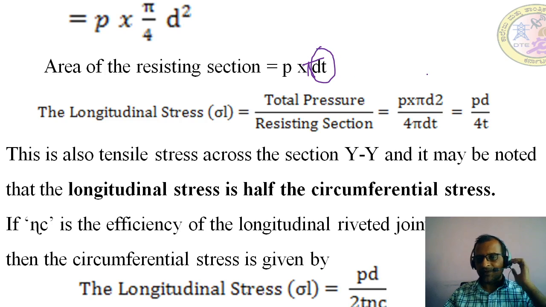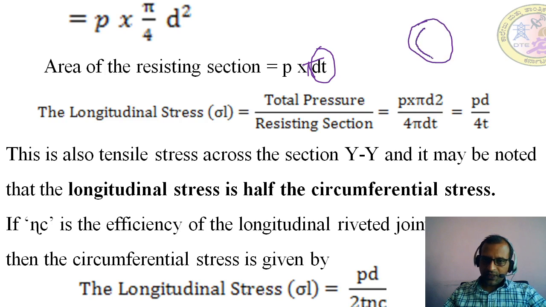Resisting area section. So now why is it pi dt? Because it is something like this. So it is like this, something like this. So when it is going to fail, ಯಾವಾಗ ಇದು ಫೇಲ್ ಆಗುತ್ತೋ, ಇದು ಫೇಲ್ ಆಯ್ತಂದ್ರೆ, so it is going to break into two halves.